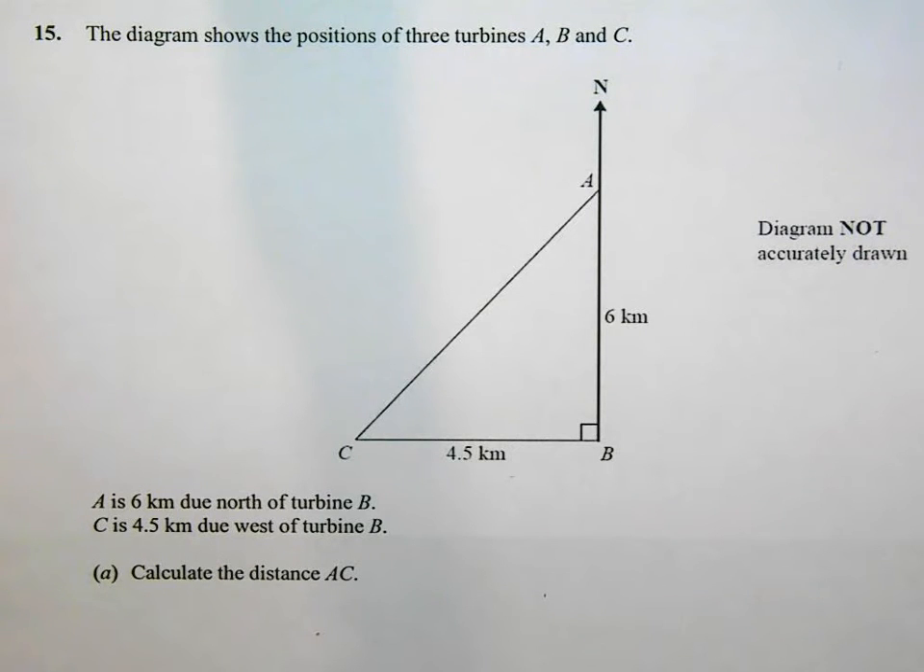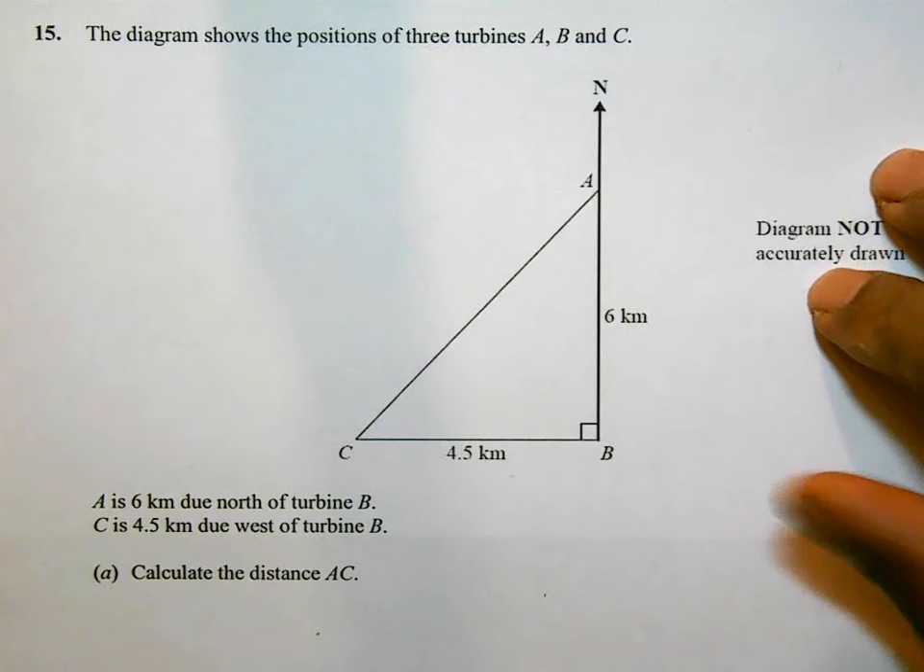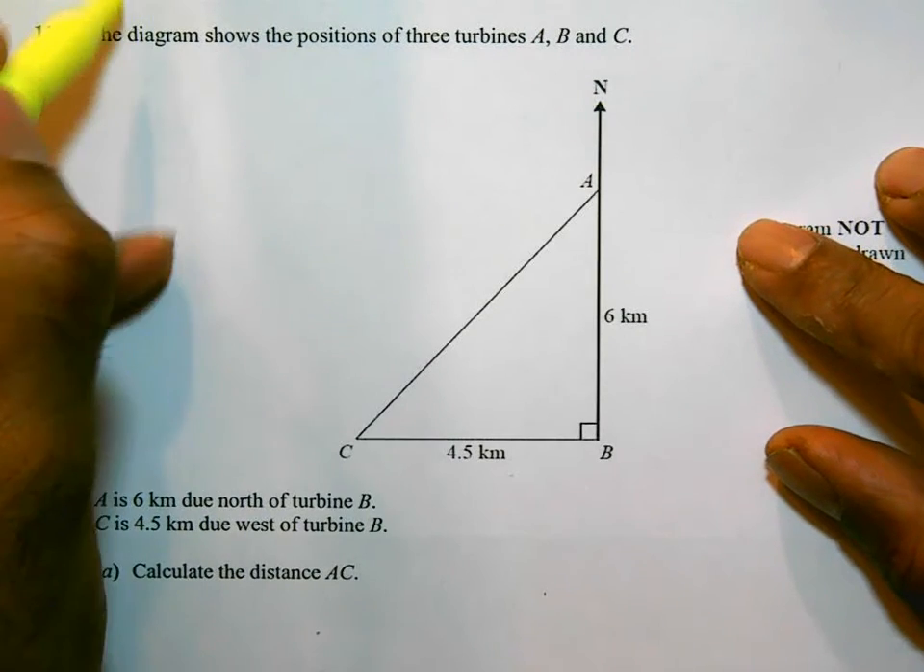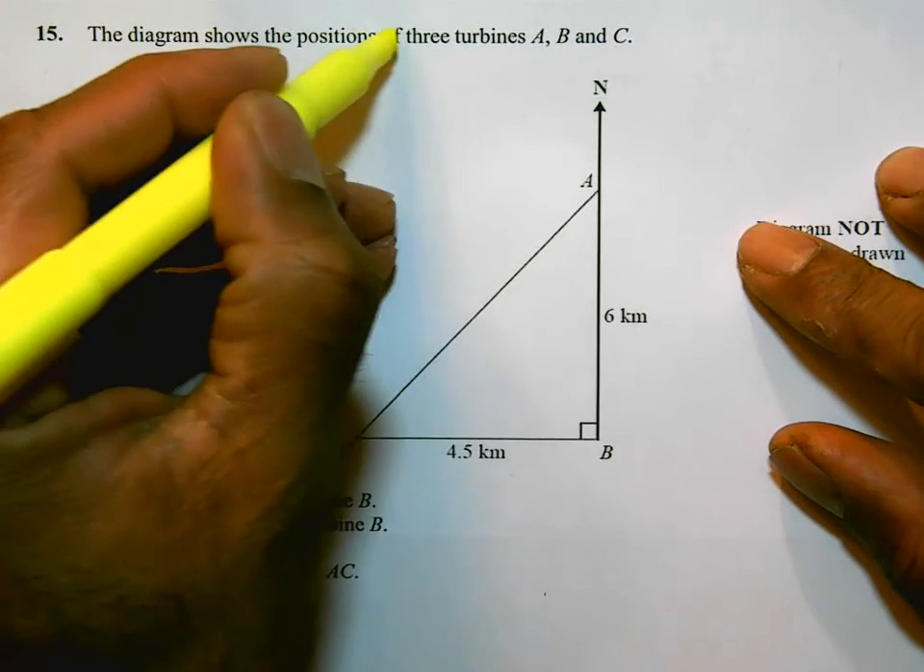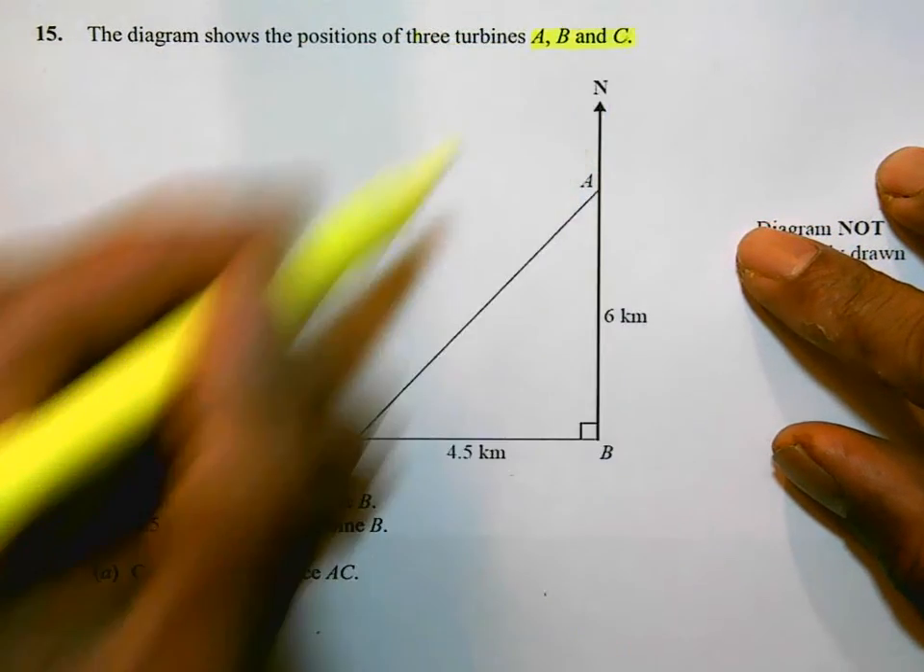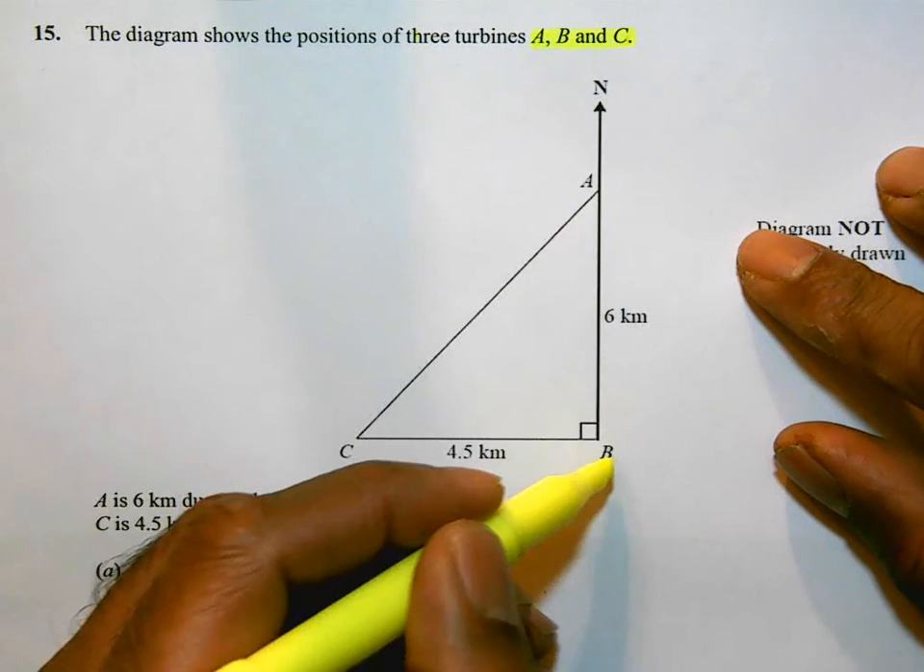This is question number 15 on the June 2014 calculator paper. So let's look at the question. The question says, diagram shows the positions of three turbines, A, B, and C. So let's have a look. A, B, and C. Those are the positions of three turbines.